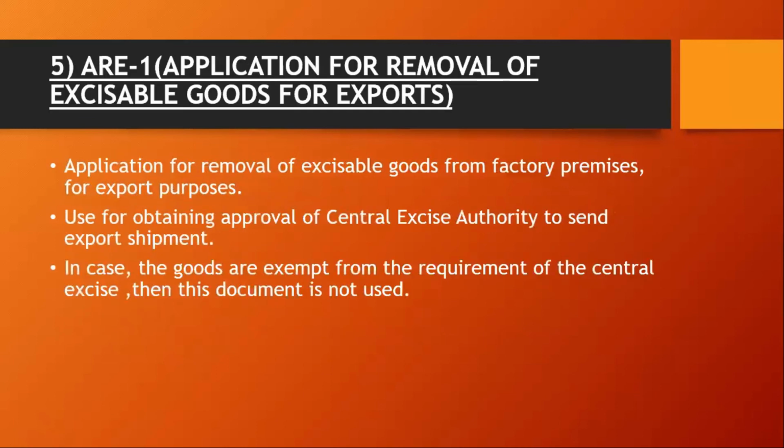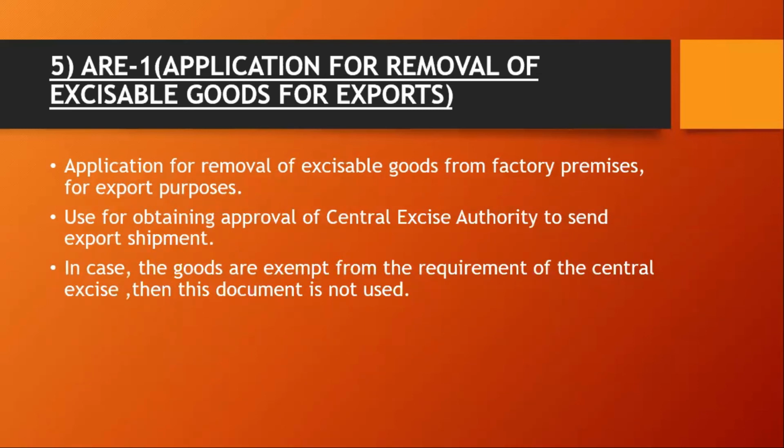Coming on to the next, we have ARE1, that is Application for Removal of Excisable Goods for Export. It is basically an application for the removal of excisable goods from the factory premises for export purposes. This document is used for obtaining approval of the Central Excise Authority to send the export shipment. In case the goods are exempt from the requirement of Central Excise, then this document is not used.